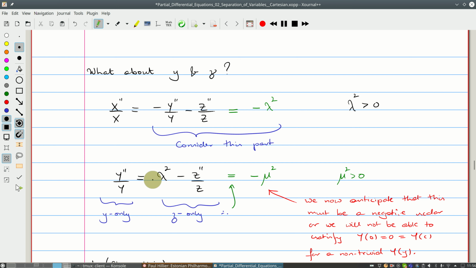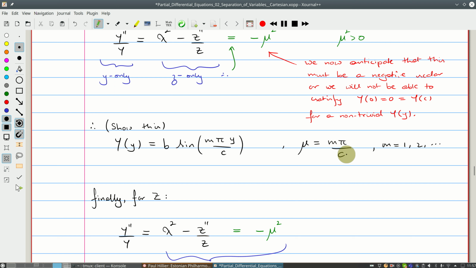On the left hand side, we've got something that depends on little y only. And on the right hand side, we've got something that depends on little z only. The only way for these two to be equal at every y and z is that they must be equal to some constant. And once again, I anticipate this constant is going to be negative. It's the same argument we used for the constant for x double prime over x to be negative. Go over it if you've forgotten it already. But let's put this to be minus mu squared, where mu squared is greater than 0.